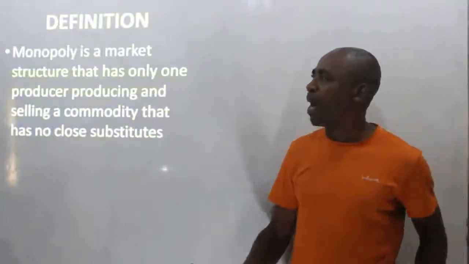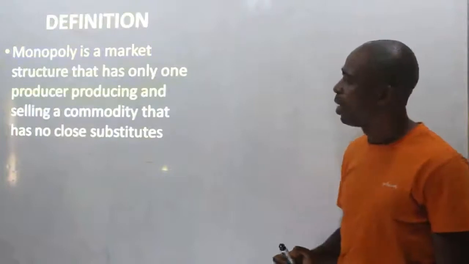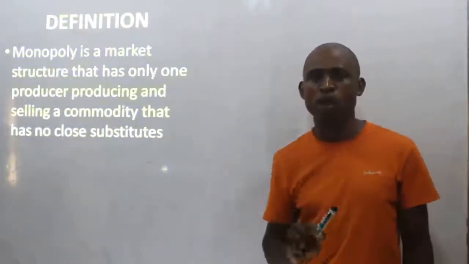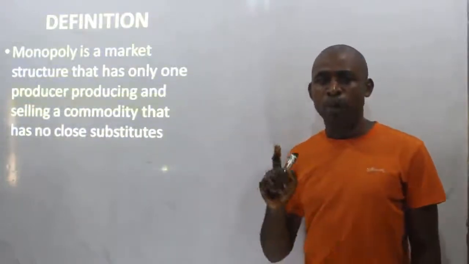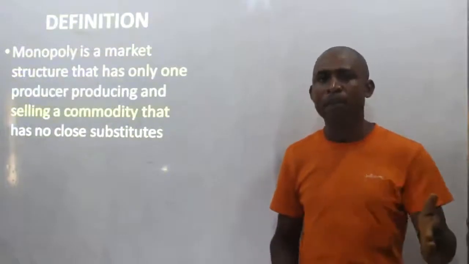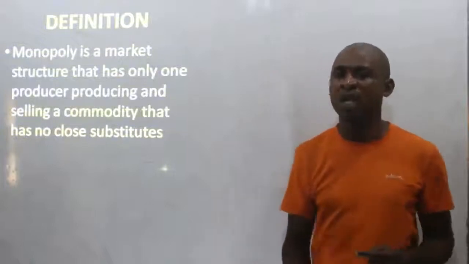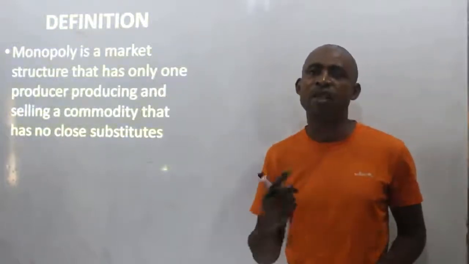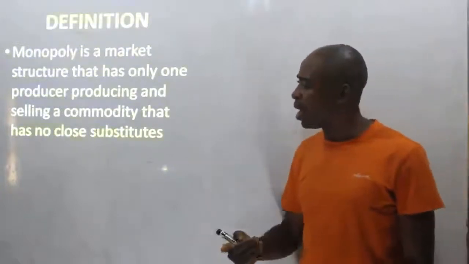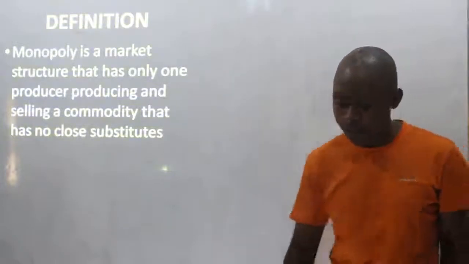Monopoly is a market structure that has only one producer producing and selling a commodity that has no close substitutes. The producer in this market is only one. It means the firm is the same as the industry. So in the industry, there's only one firm that produces a commodity and sells the commodity.